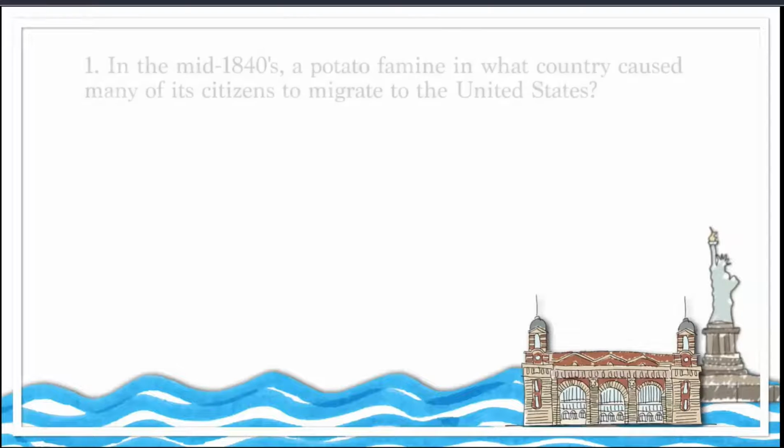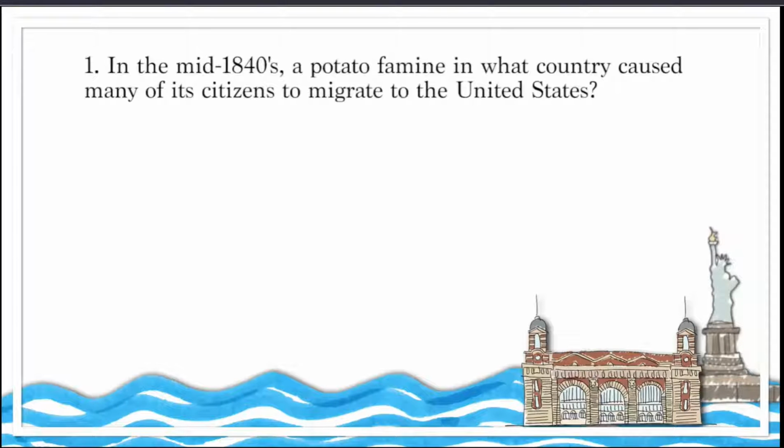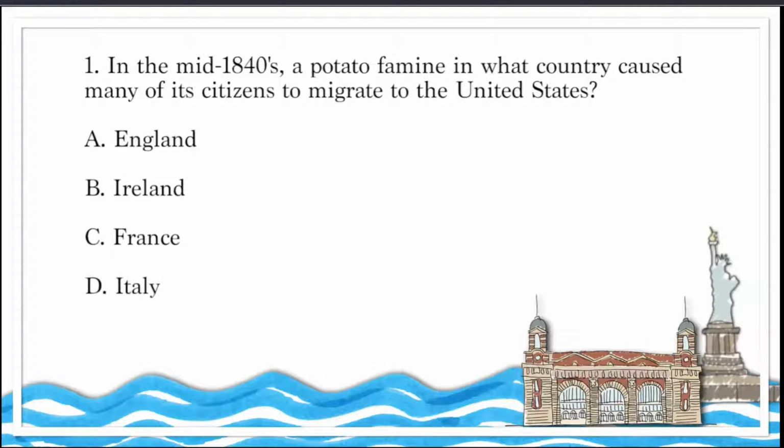Let's review what we have learned about what led people to seek a new life in the United States. Question 1. In the mid-1840s, a potato famine in what country caused many of its citizens to migrate to the United States? A. England. B. Ireland. C. France. D. Italy.